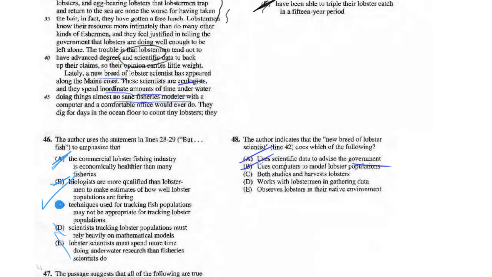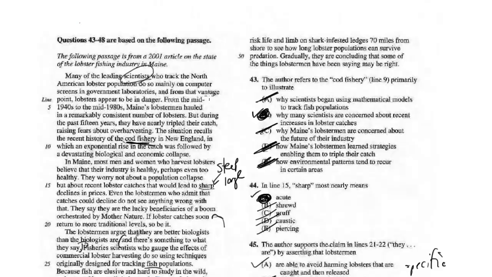Both studies and harvest lobsters. Do they mention that they harvest them? No, they definitely study them, but they don't harvest them. Here's an example of half right, all wrong. This is right, but this isn't, so we can get rid of the whole thing. Works with lobstermen in gathering data? Not really. Observes lobsters in the natural environment? Yeah. So the best answer here is E.